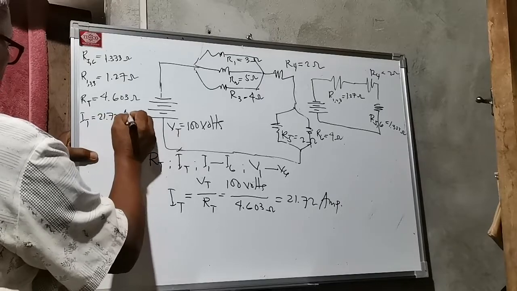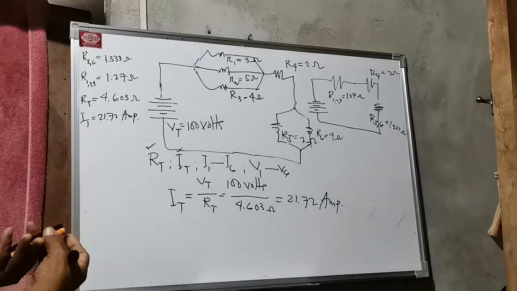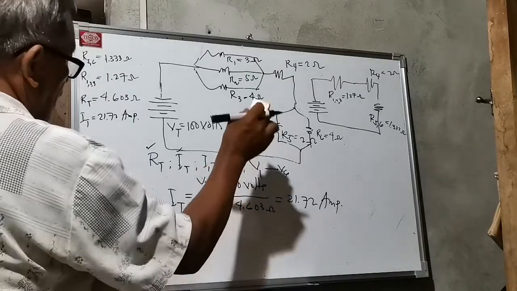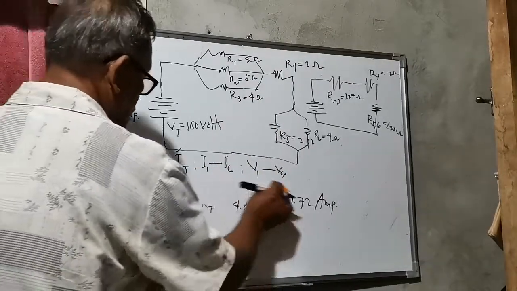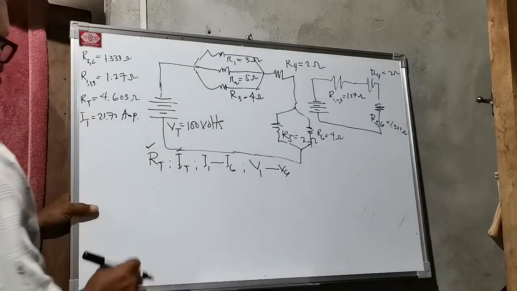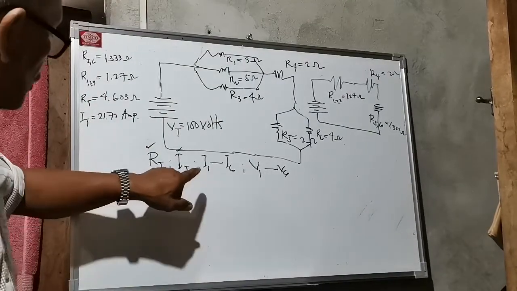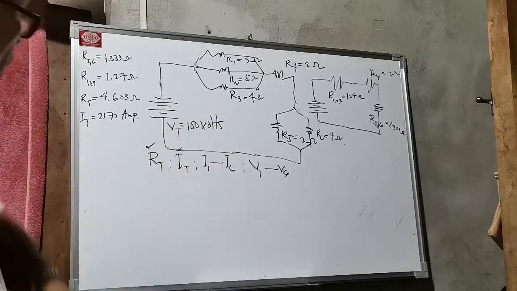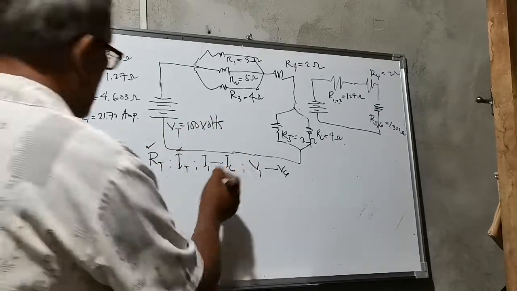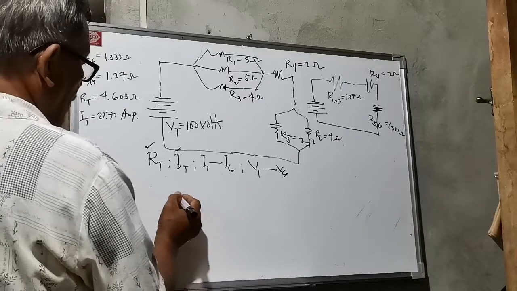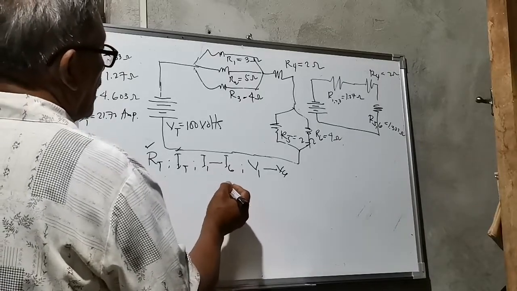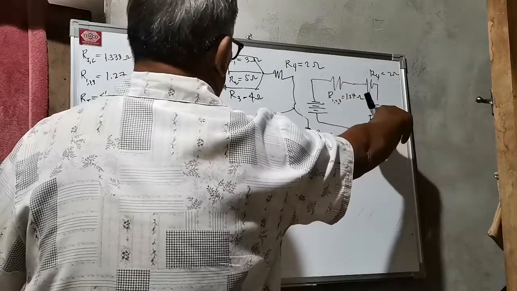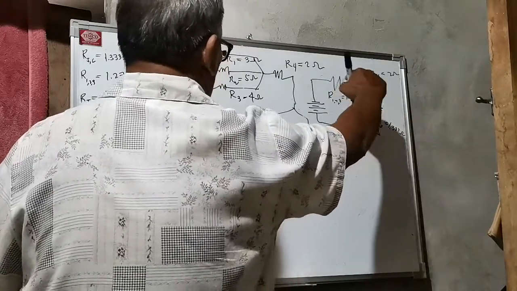21.72 amperes. Okay. Let us continue with our solution. We are now going to solve individual currents and individual voltages. Since we were able to solve the total resistance, total current, and the total voltage is known to be 100 volts, using the general formula for series, since we were able to simplify the circuit into a series connection.